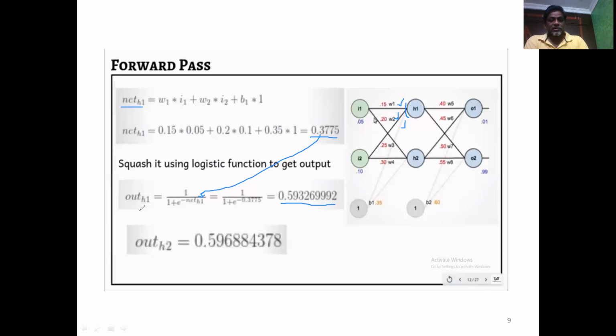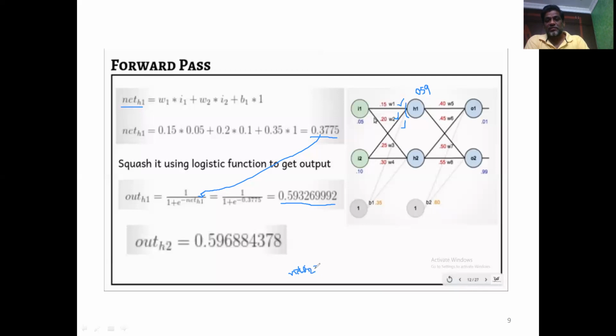Similarly, we can calculate the output of H2 also. So what is the output produced from this H1 now? It is 0.59. The output produced by this H1 is calculated as 0.59. Similarly, you can calculate the output of H2 by using the same formula. First, you need to calculate net H2. So what is the formula for net H2? Can you write down that formula?